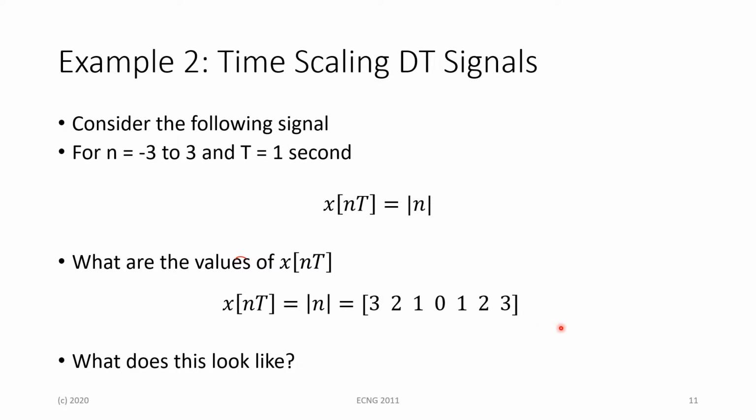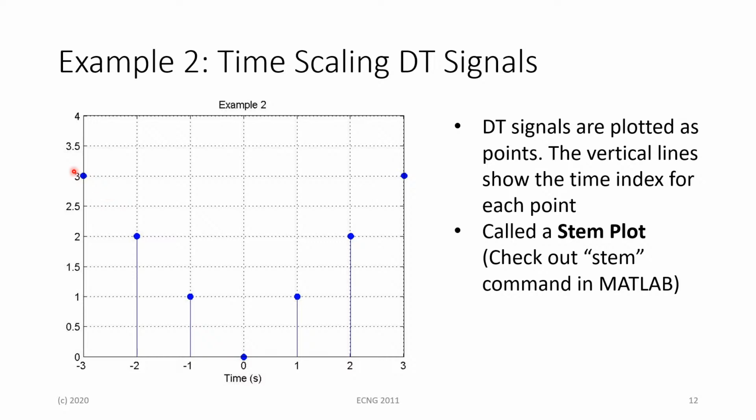So what this looks like is basically going to be a series of instantaneous values for each instance of n. So for n equal to -3, the instantaneous value at this point, because it's a discretized time value, is going to be 3. For n equal to -2, we have an instantaneous value of 2. The -1 is going to be 1 here, 0, 1, 2, and 3.